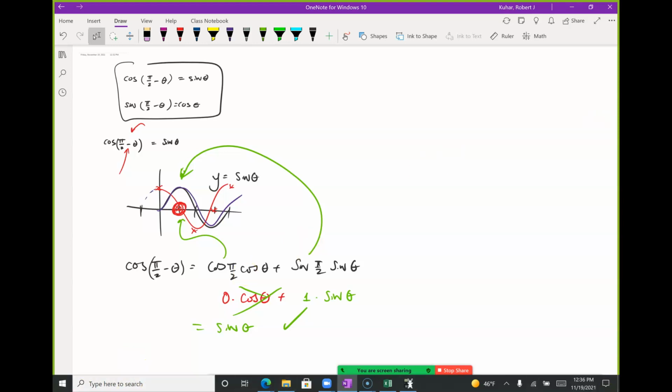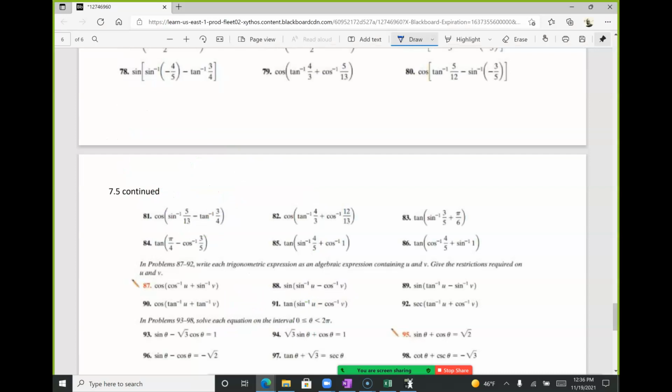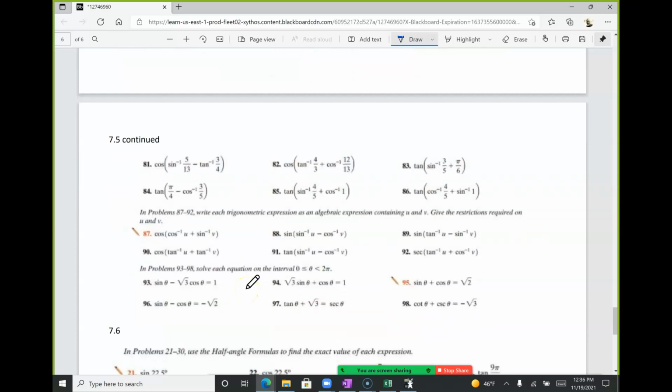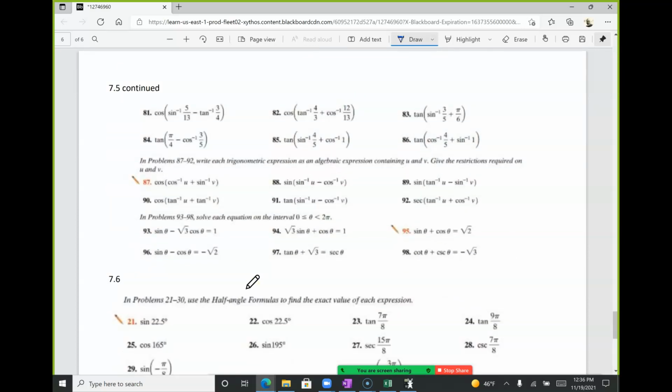Again, do the ones with sines and cosines. If you want to do one with a tangent, you could either look up the tangent identity, or you can use a sine identity over a cosine identity, which is a lot more work. Let's do something from 81 to 86. Anything look interesting there? Why don't I really like 81 for you to do?